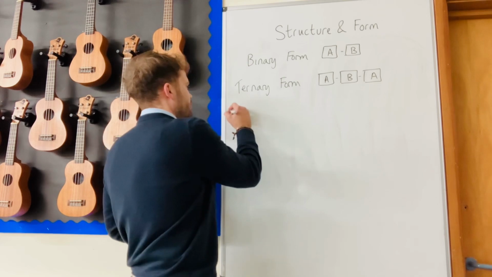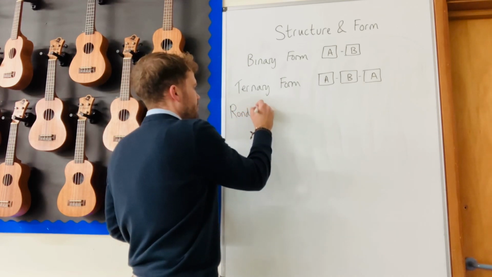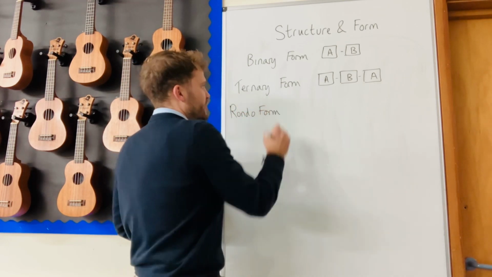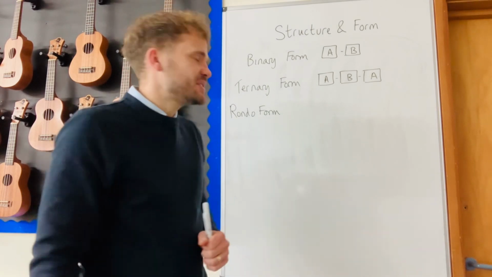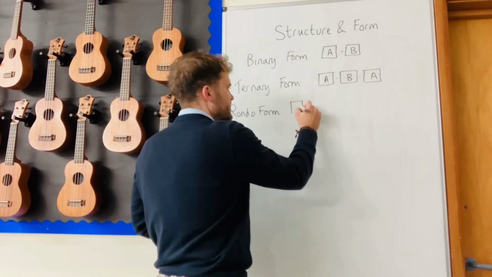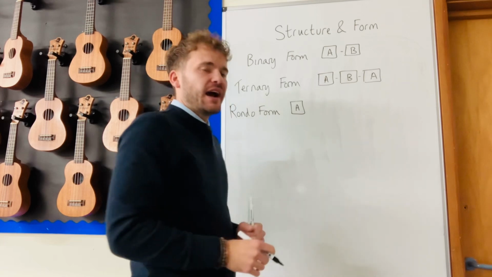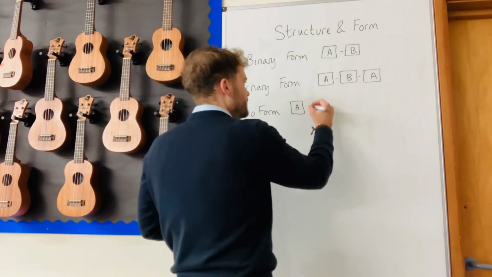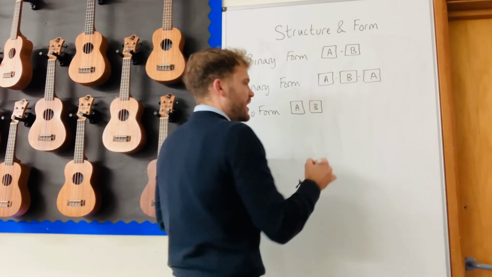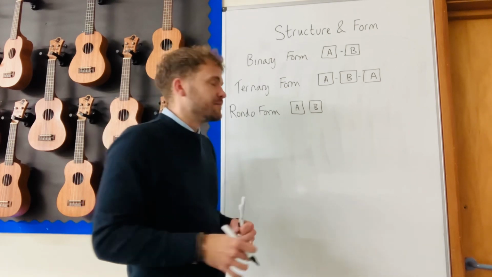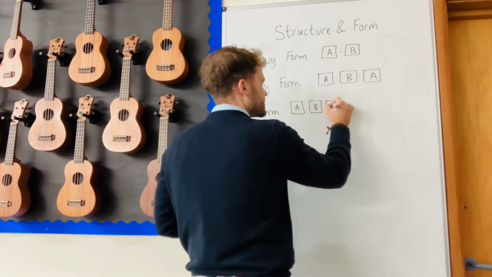The next structure we're going to look at is rondo form. Very common in Western classical music. Rondo form consists of an A section, and then there's a contrasting B section, and then it goes back to the A section again. So the A idea returns.